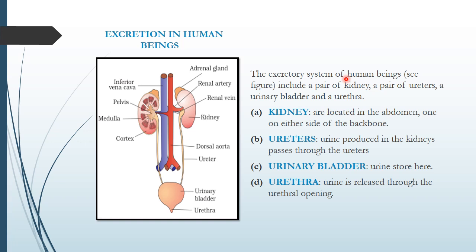We are ureotelic animals. And the organ which is associated with the removal of nitrogenous waste in our body is the kidney. Kidney is the organ which is associated with such a process.